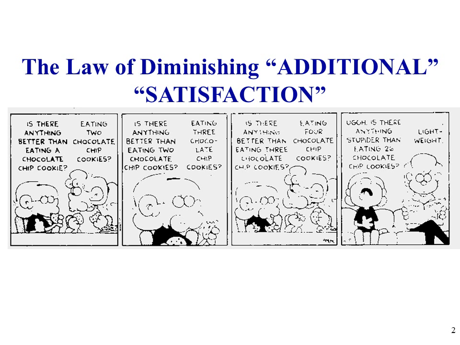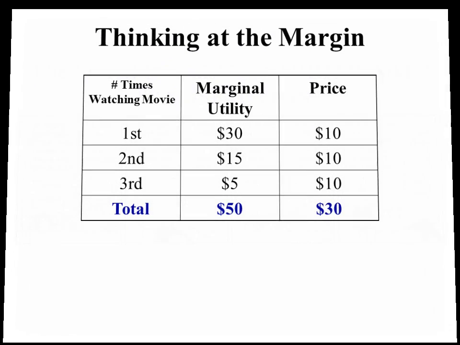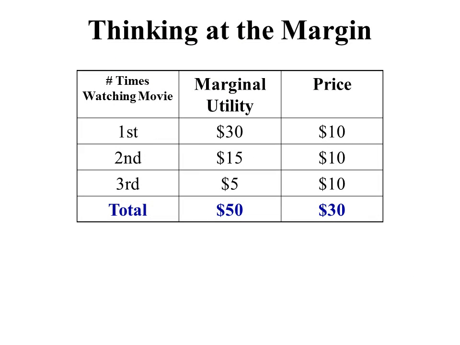Okay, little Foxtrot cartoon for you. The son or the brother is eating a whole bunch of cookies, and his sister's trying to one-up her with 26, 27 cookies. Basically what we're going to be looking at here is the law of diminishing additional satisfaction and what that looks like. Okay, first thing we need to do is think about the margin.